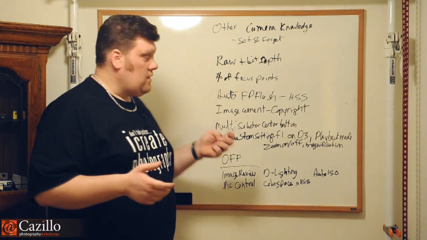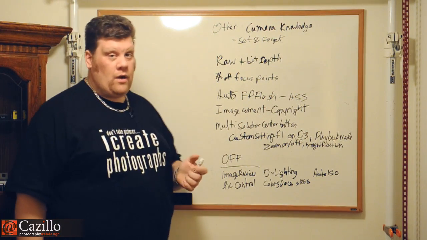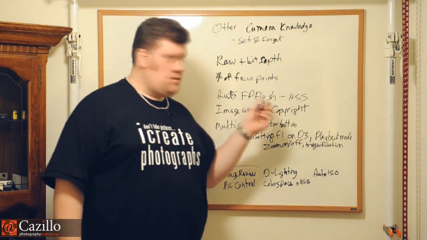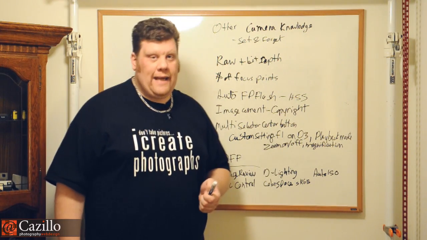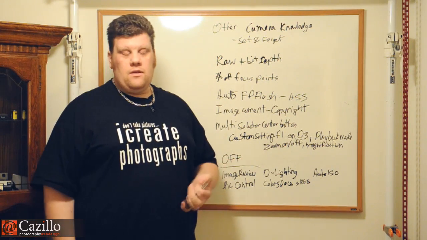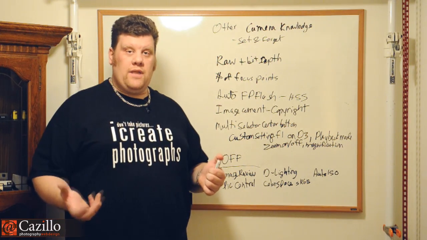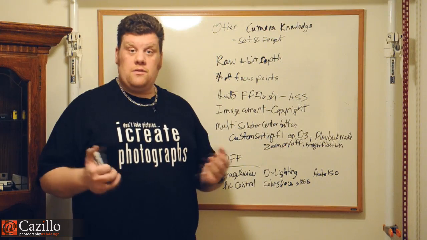Especially that comes really handy when you're using a single point. So I suggest using as many as your camera has. Auto FP flash on the Nikons, high speed sync on the Canons. Just turn it on. It doesn't hurt anything, and it's not something that you need to really think about. As long as you're using a Canon or a Nikon flash, it's just going to work.